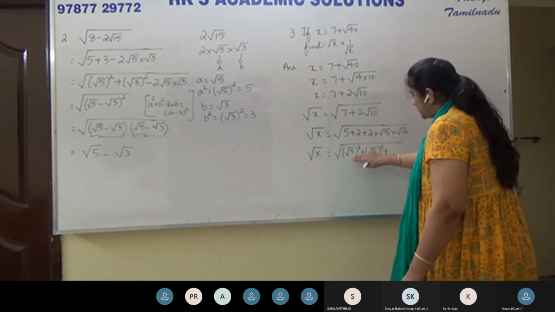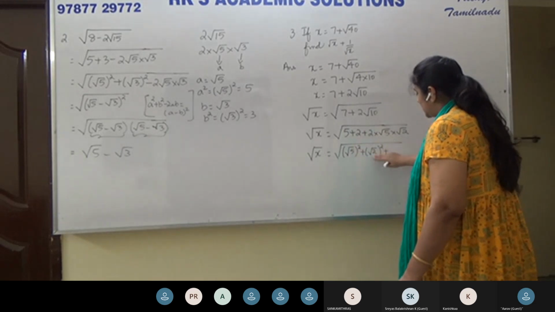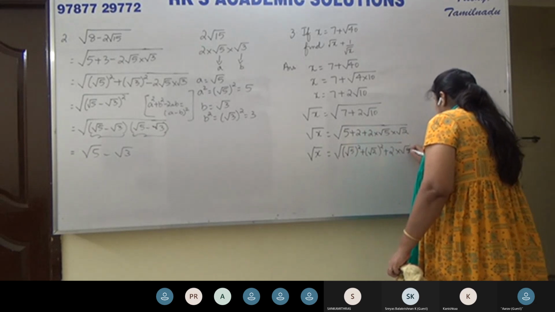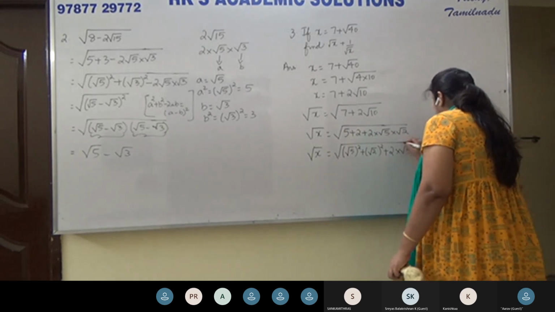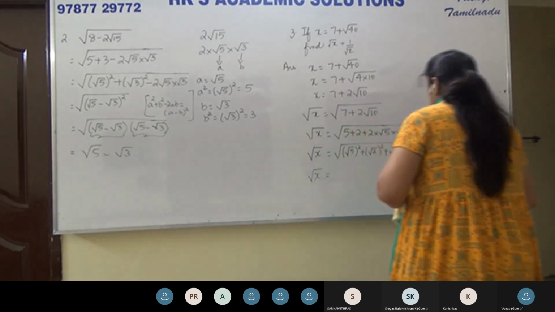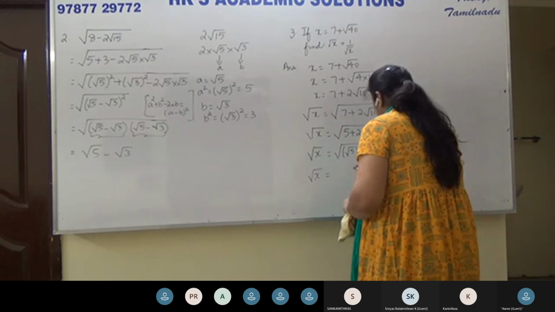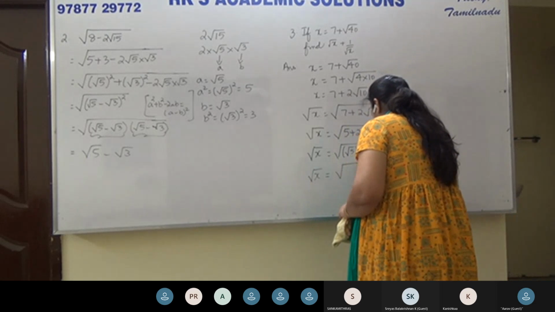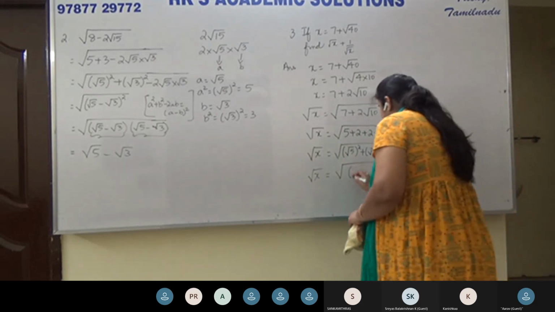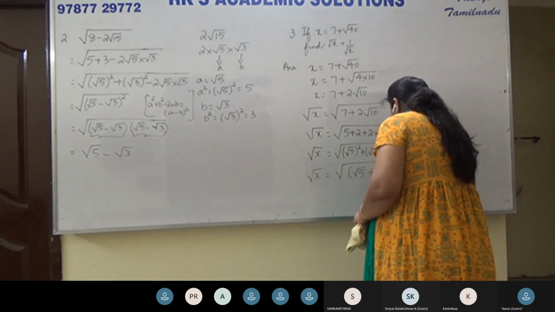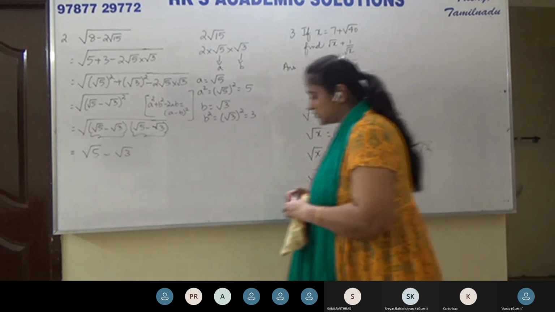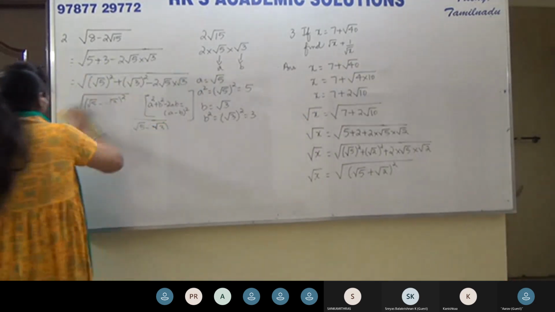So in the next step, 5 is written as root 5 the whole square, 2 is written as root 2 the whole square, plus 2 into root 5 into root 2. Clearly, it looks like a squared plus b squared plus 2ab, which is a plus b the whole square. So under the square root, this is a squared, this is b squared, this is 2ab. So that can be written as a plus b the whole square. Now you have the same expression 2 times under the square root. So let's bring one of it out.